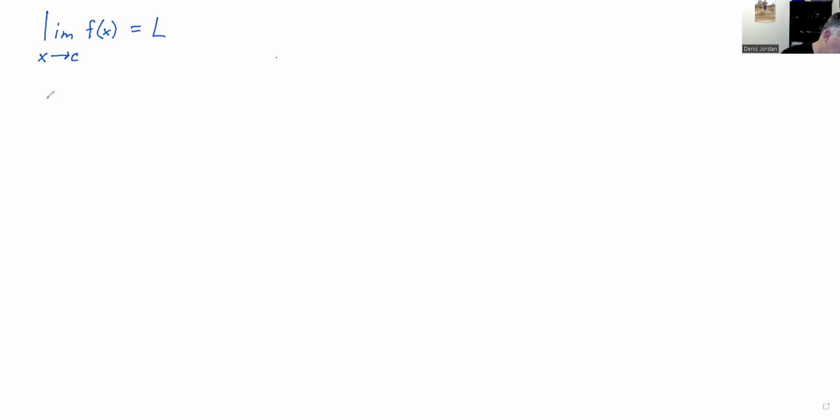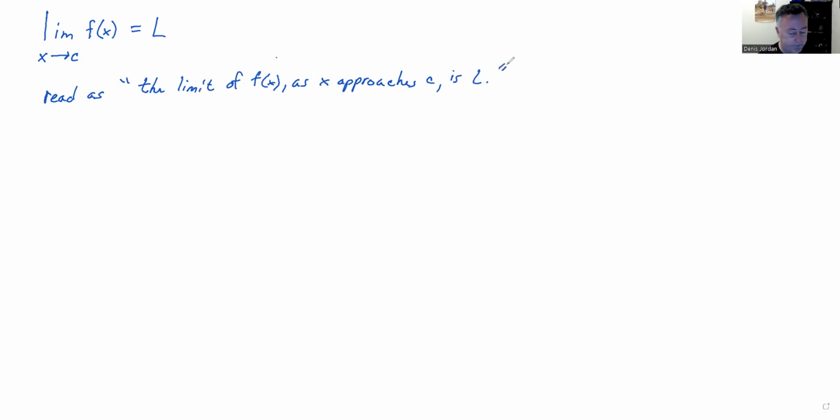So the way that you would read this is: the limit of f of x as x approaches C is L. And that's limit notation.